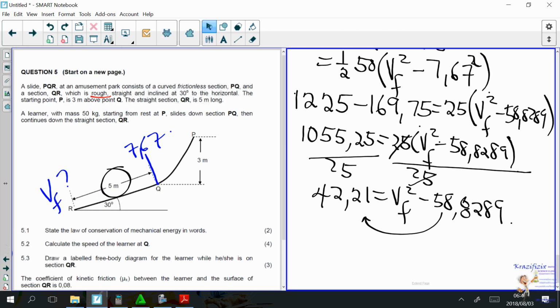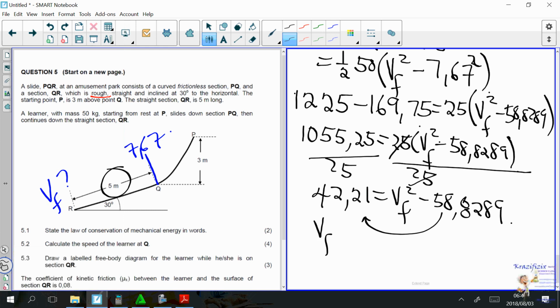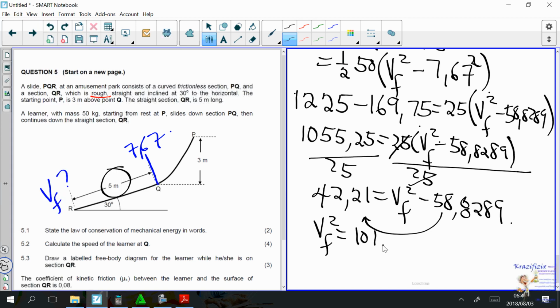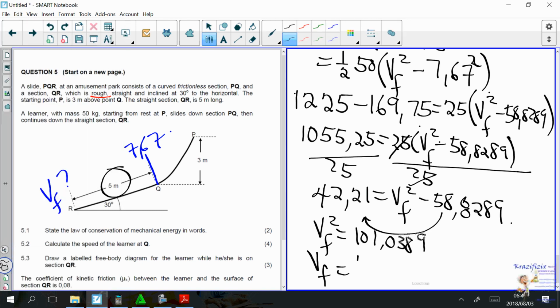So this is going to be plus. We bring that one, it's the plus 58,8289, and that will give us what? 101,0389. Vf squared is 101,0389. What do we do now? We find the square root of both sides. What is my final velocity therefore going to be? We just say square root of my answer, and my answer now is 10,05 meters per second. Easy stuff there.